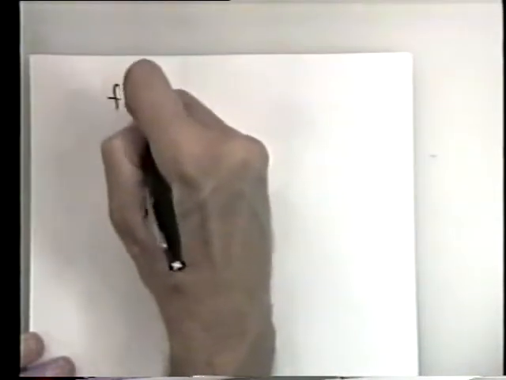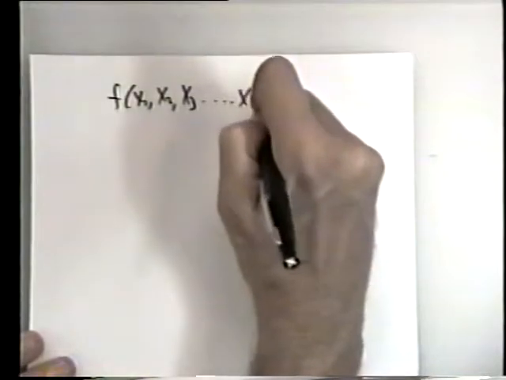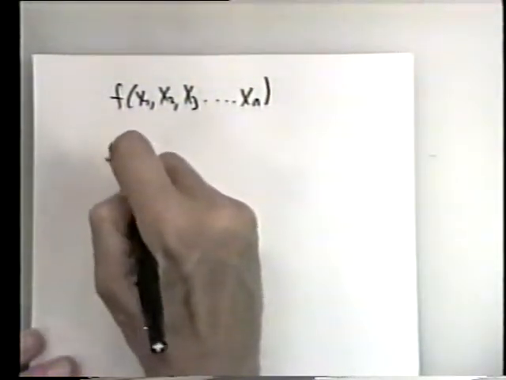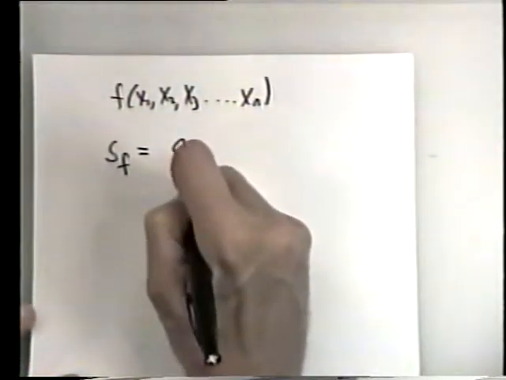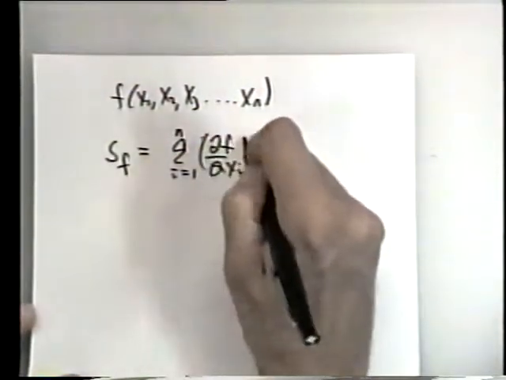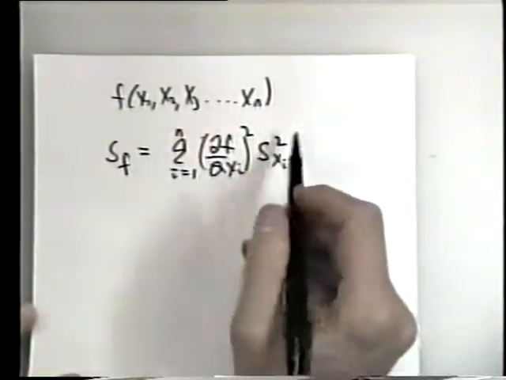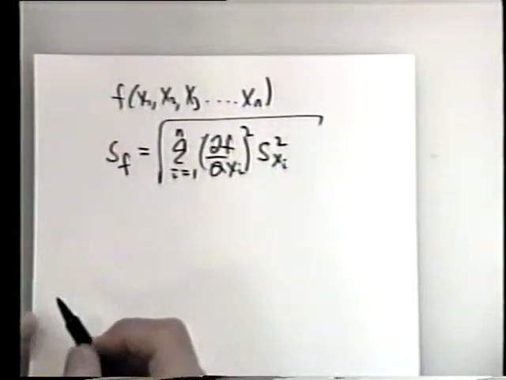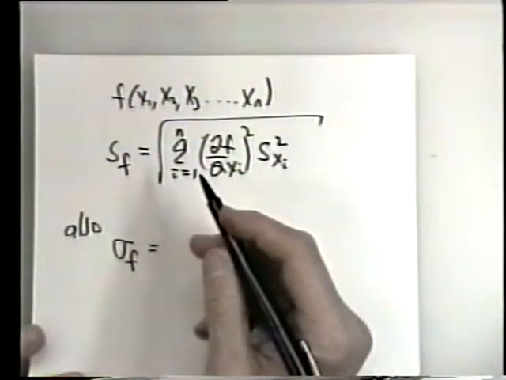In general, if we have more variables, so if I have a function of variable x1, variable x2, variable x3, etc., up to xn variables, then the standard deviation of the combined function is the square root of the sum from i equals 1 to n of the partial derivative of f with respect to xi, squared, times the variance, the standard deviation in each one, squared.